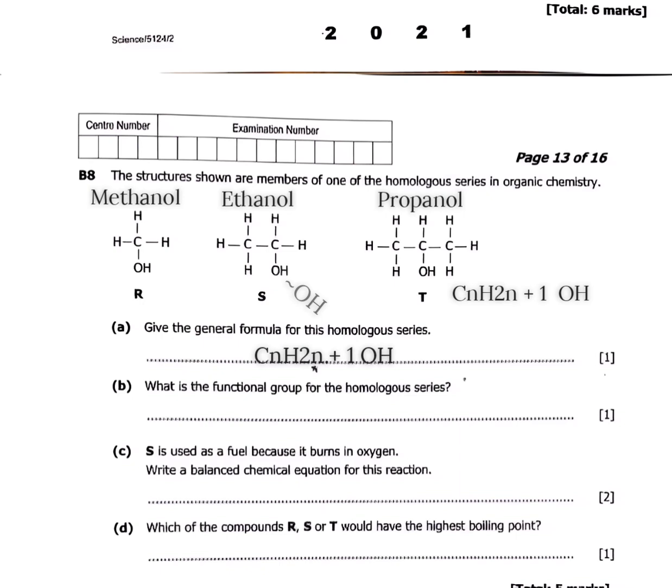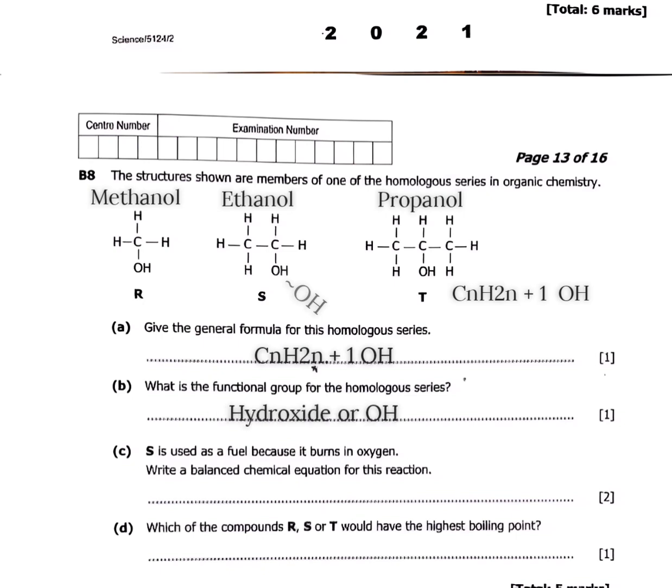Then B is saying, what is the functional group for the homologous series? So I'm going to say hydroxide, or OH, which is this one.